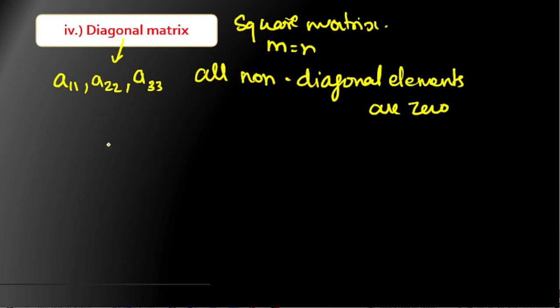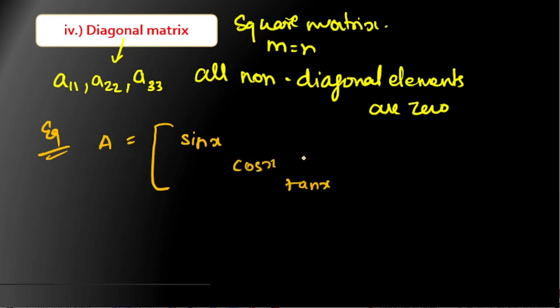So let us take an example. Your example is going to be A: sin x, cos x, tan x. Those 3 places only will be filled. All other places will be 0.